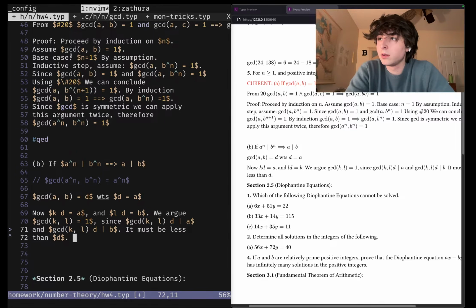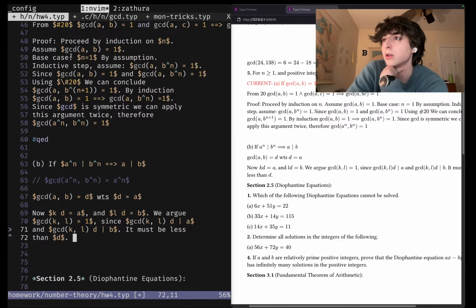Now what we want to show is that D is actually equal to A. That is the same as showing that K has to be equal to 1, because K times D is actually equal to A. And how can we show that K equals 1?